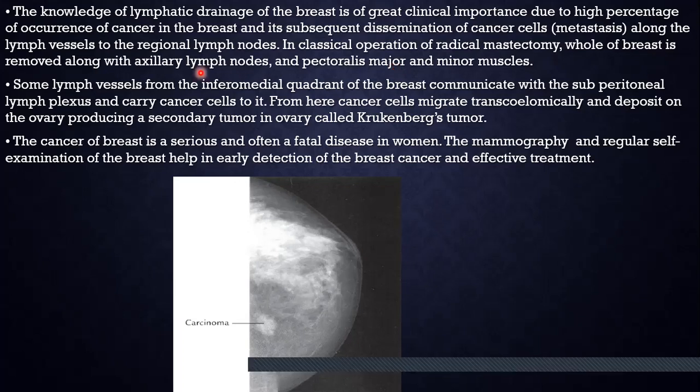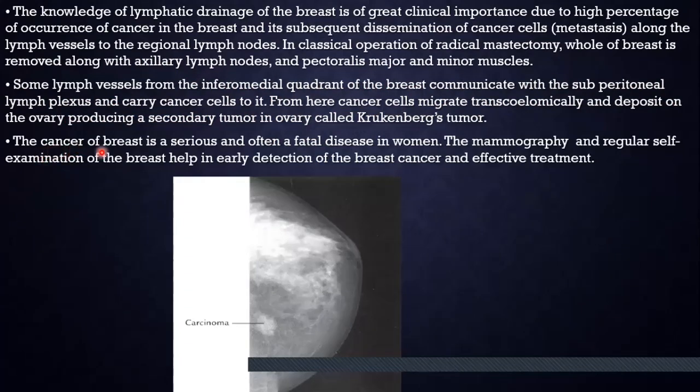Okay. So some lymph vessels from the inferomedial quadrant of the breast, remember the one I had shown you, communicate with the subperitoneal lymph plexus and carry cancer cells to it. From here, cancer cells usually migrate transcoelomically and deposit on the ovary, producing a secondary tumor in the ovary known as the Krukenberg tumor. That is how cancer can spread from your breast to your ovary.